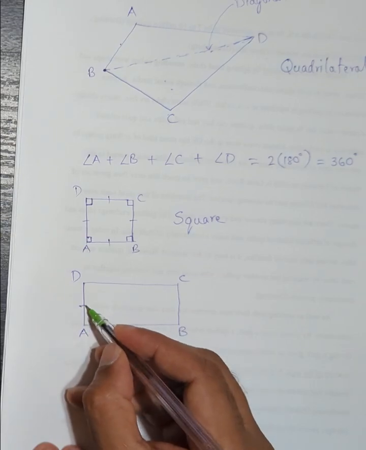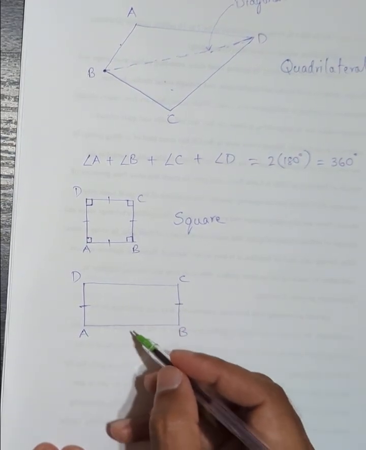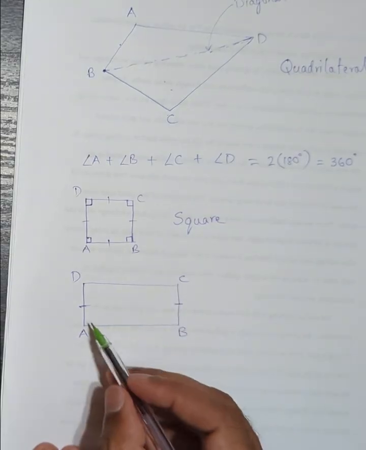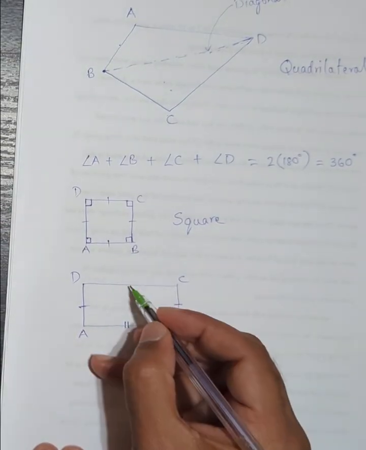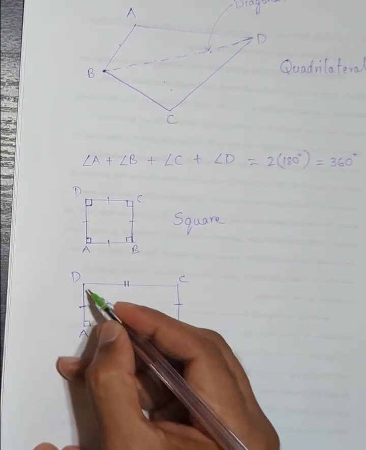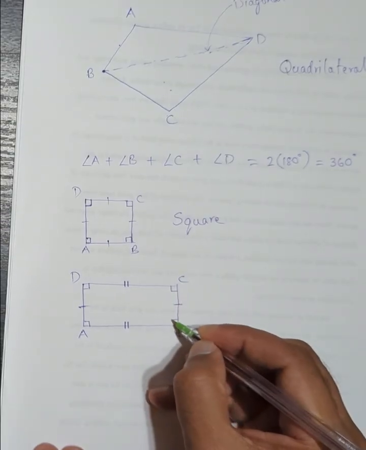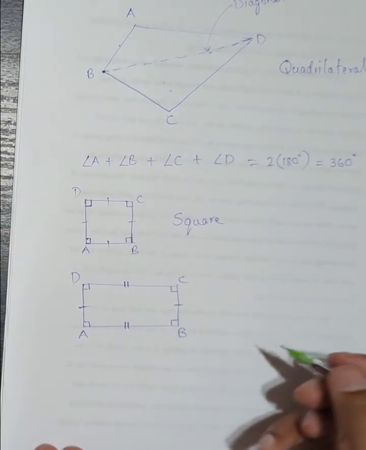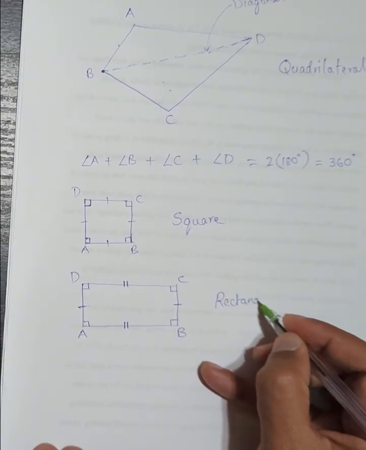but it has the other properties. So AD is still equal to BC and AB is equal to CD. But notice AD and AB are not equal. So I'm going to use double tick marks to denote that. And let me keep the angles also equal. And so each angle would have to be 90 degrees. So this is called a rectangle.